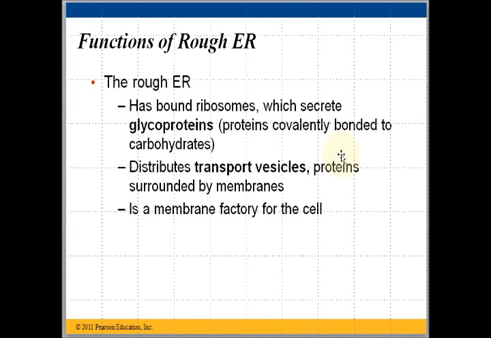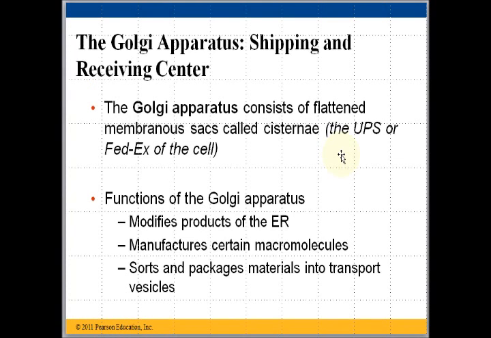They also distribute transport vesicles, so this is where the ER kind of buds off or pinches off little portions of itself to make these little transport pods called vesicles. And inside those vesicles there could be proteins or other materials that are being transported from one part of the cell to another. This is also the membrane factory for the cell. So the rough ER creates more of itself and more membrane material that's used for other purposes throughout the cell.